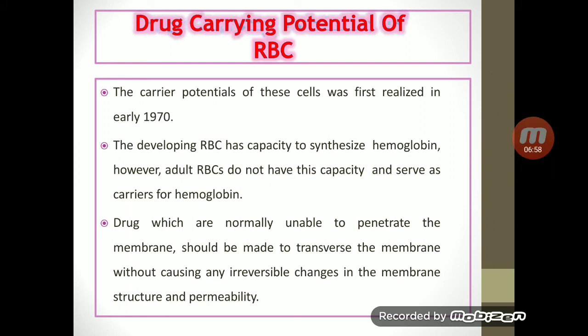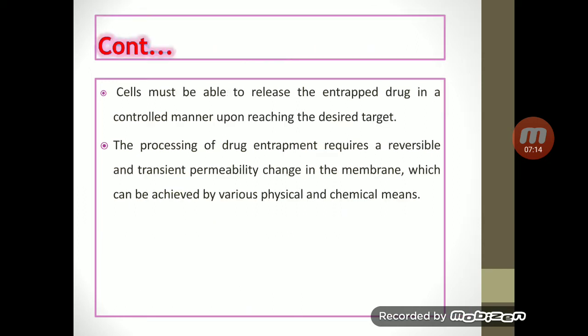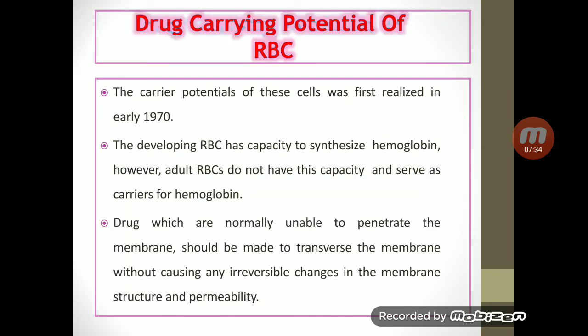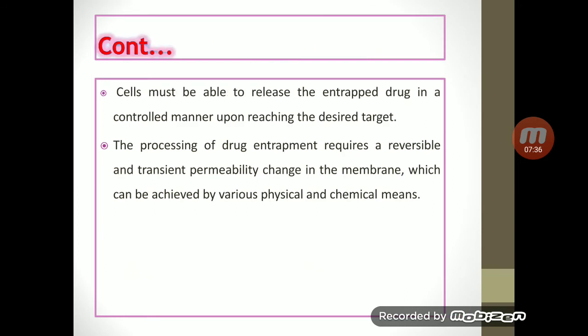But in this study it is found that for the drug molecules which cannot penetrate through the RBC's membrane, we have to develop some techniques to make them penetrable through the RBC membrane, so as to entrap them in RBCs. Another point to consider is that cells must be able to release the entrapped drug in a controlled manner upon reaching the target tissue. So these are the various points that must be considered while using RBCs as a drug carrier.